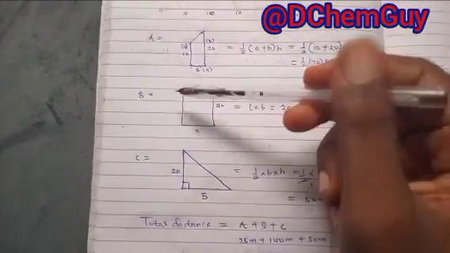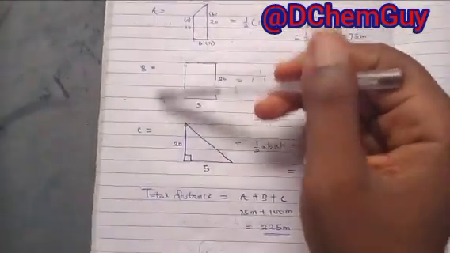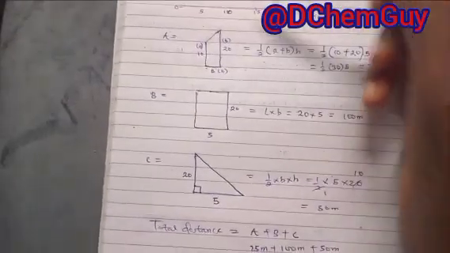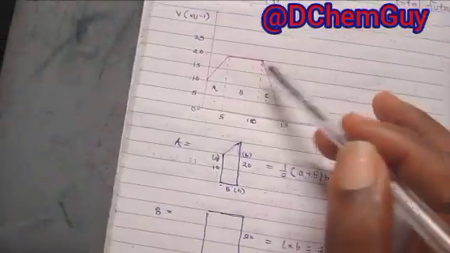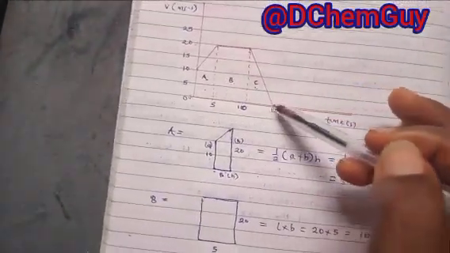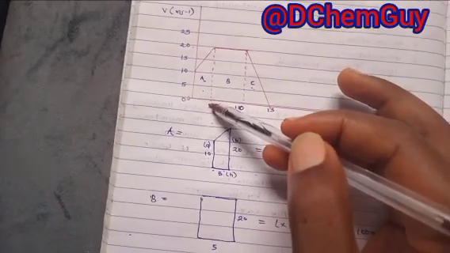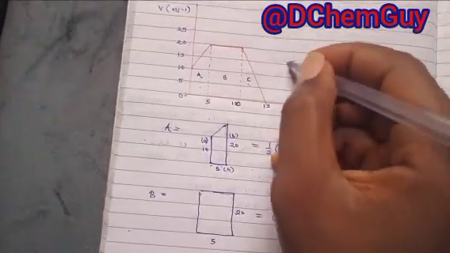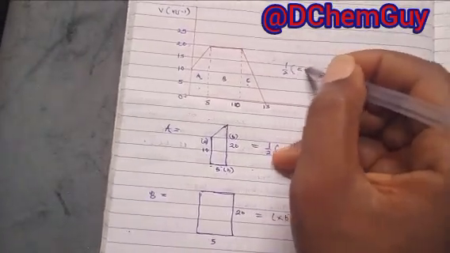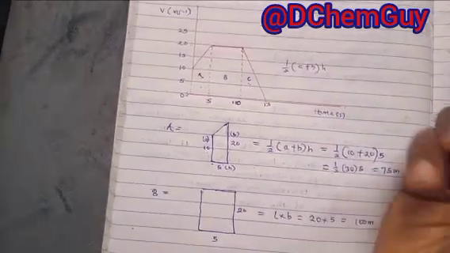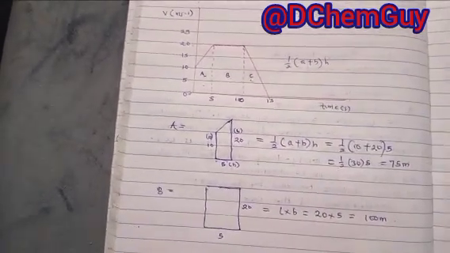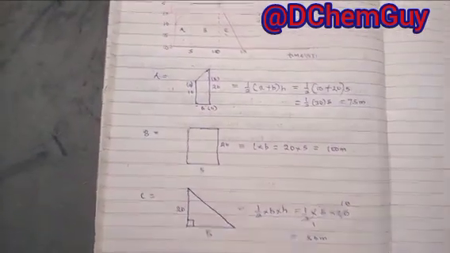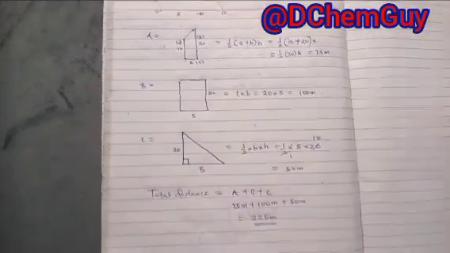Also, you may not have to do B and C separately, because if you come here and look very well, this looks exactly like a trapezium. So you just use the formula, that's half times A plus B, H to calculate it. So once you are done calculating, you now add everything together. Thank you.